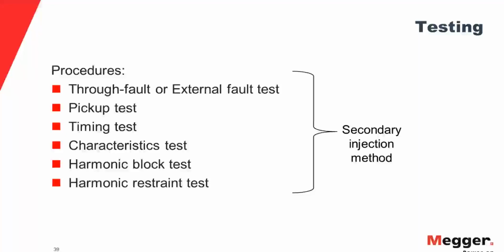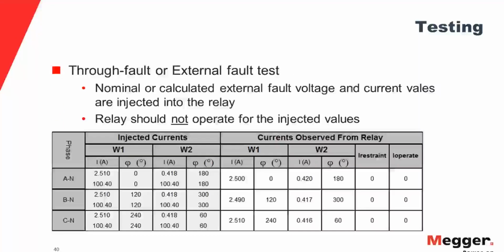Now, what are all the tests that are done for a protection scheme or a differential protection scheme? The first is the through fault or an external fault test. There could be a winding pickup test and a time delay test. The other thing that you can test is a characteristic test or the slope test. Along with that, you can also do a harmonic block test.